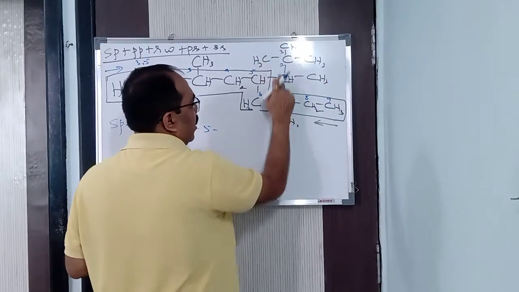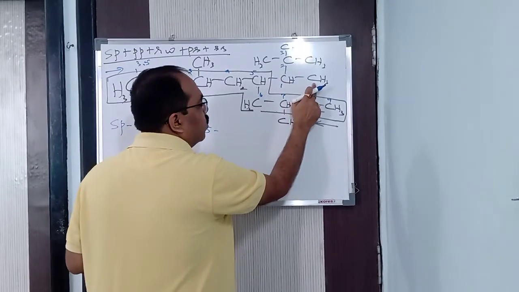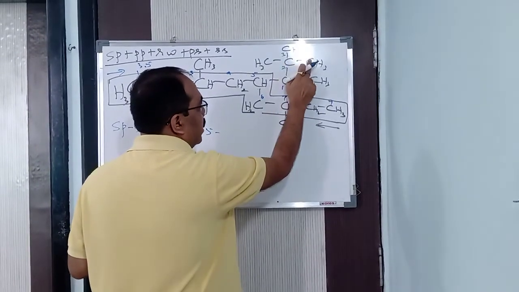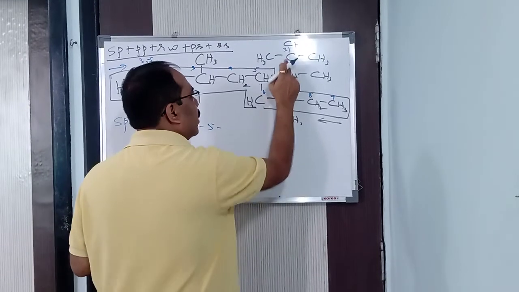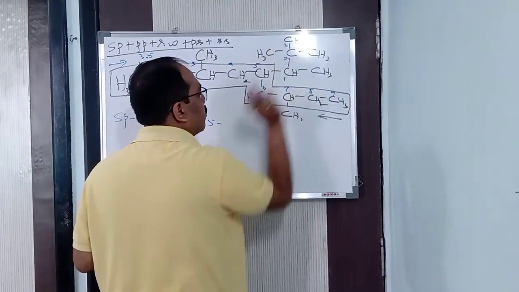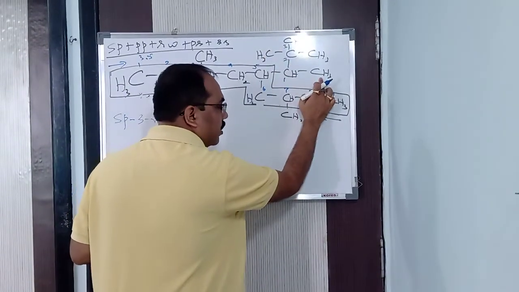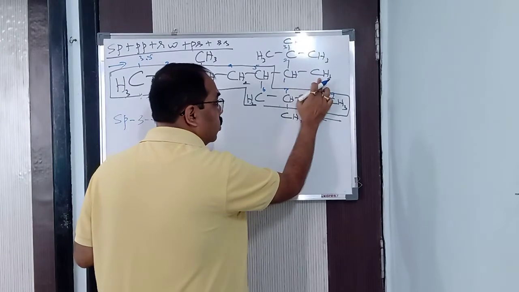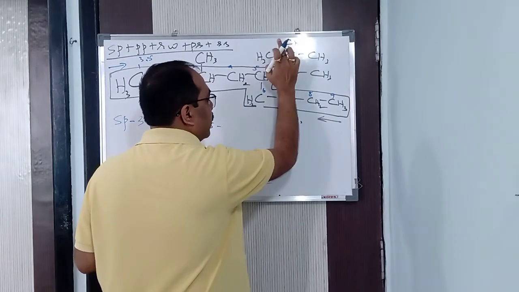What is that longest chain? 3 carbon atoms. If I go in this way, I will get 2 carbon atoms. If I go in this way, 3. This also 3. Same thing. So either this way or this way or this way. But not in this way, because here I am getting 2 carbon. But if I go in this way, I am getting 3 carbon.